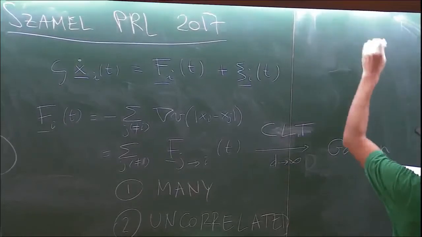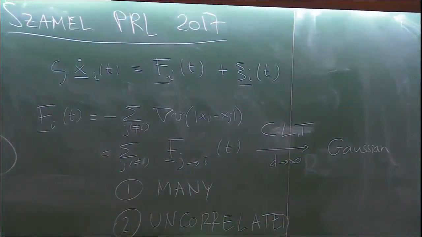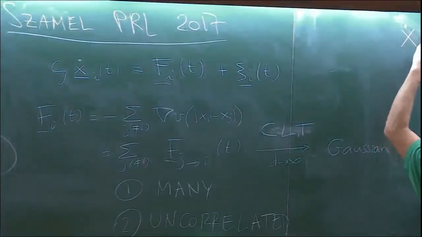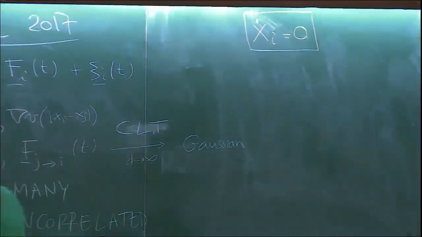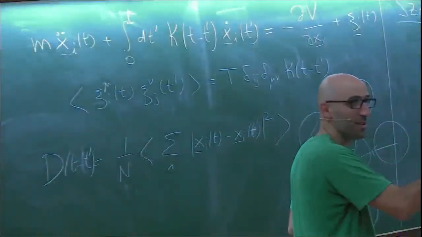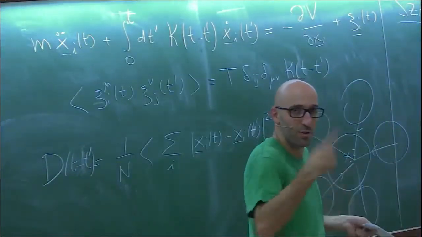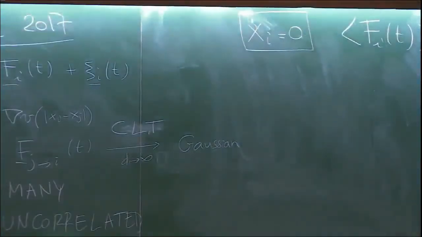So what is the mean? I will start by assuming that the particle i is not moving. Then I essentially have an obstacle in a fluid. All the other particles are moving, and by isotropy of the fluid, the average of the force is 0.